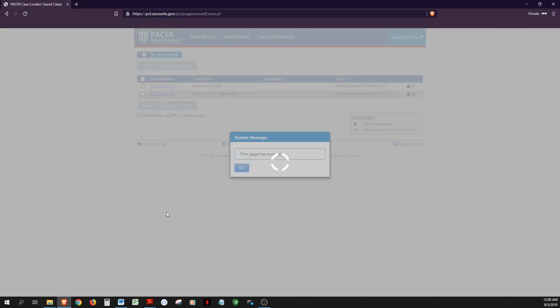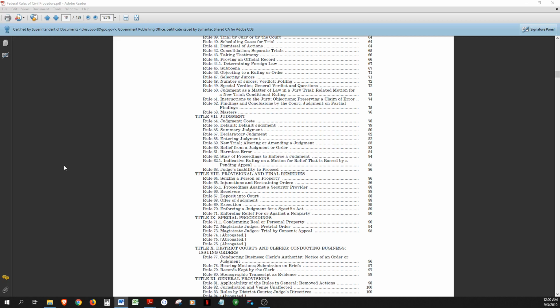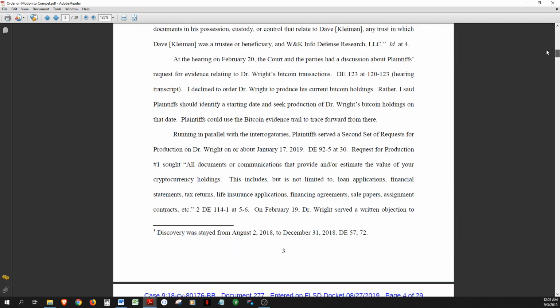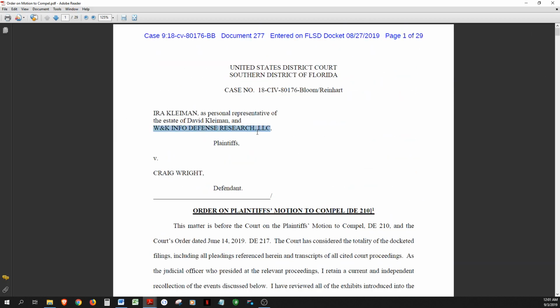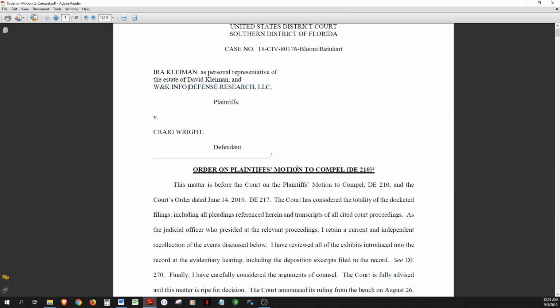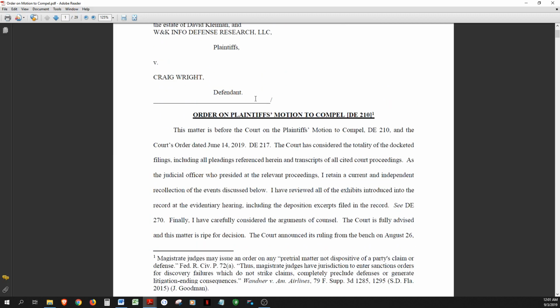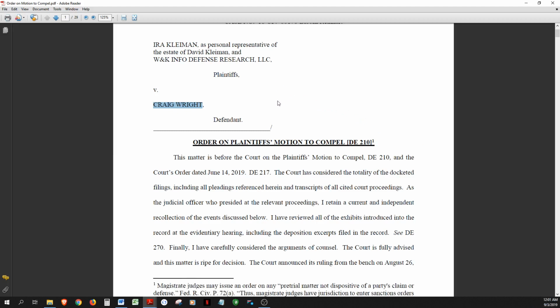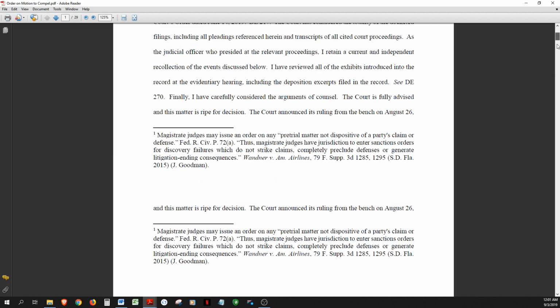The order. Order on the motion to compel. So basically, they've been trying to get David Kleiman, Ira is representative of the estate of David Kleiman, and W&K Info Defense Research. So you can see there's an extra plaintiff added here. That was one of the things done in the amended complaint, adding another party. But anyway, so in short, the plaintiffs have been trying to get discovery from Craig Wright. And for the past, since at least January, so 9 months, Craig Wright has not been providing discovery. And the judge was none too pleased with this.